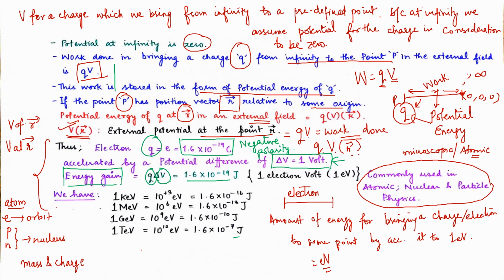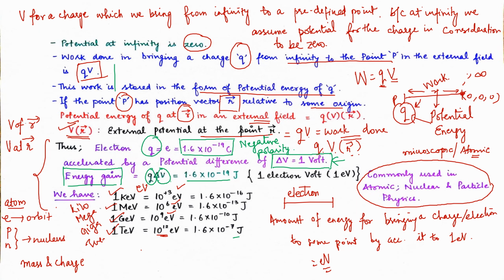Now we do not have just electron volt in our studies. We have kilo electron volt, mega electron volt, giga electron volt and tera electron volt. Kilo is 10 to the power 3, mega 10 to the power 6, giga 10 to the power 9 and tera 10 to the power 12 electron volt.